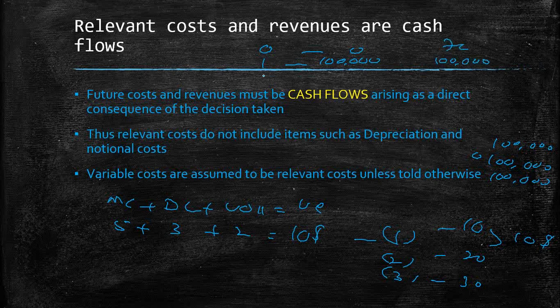But when you go for the second unit, still the fixed cost will be 100,000. So the relevant cost will be 0. Even if you go for the second unit, the relevant cost is 0. Understand? Yeah? Right. So that's what basically the relevant cost is all about.